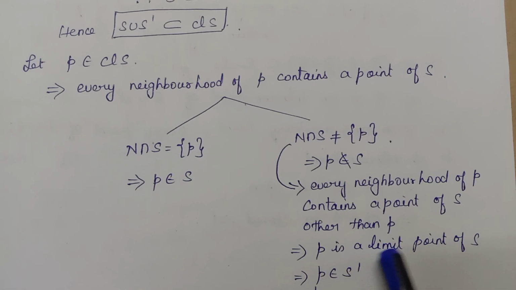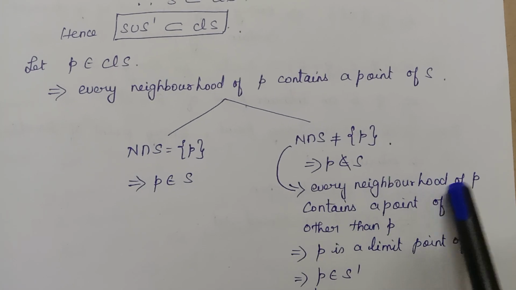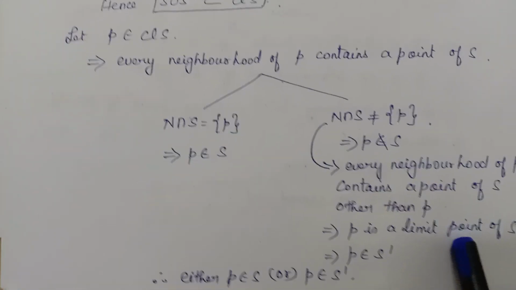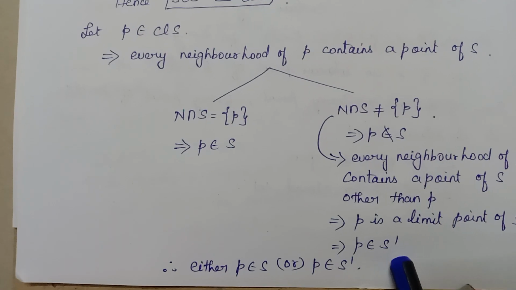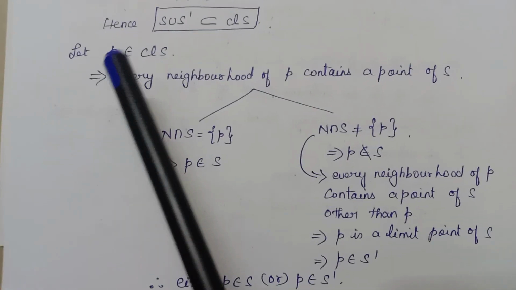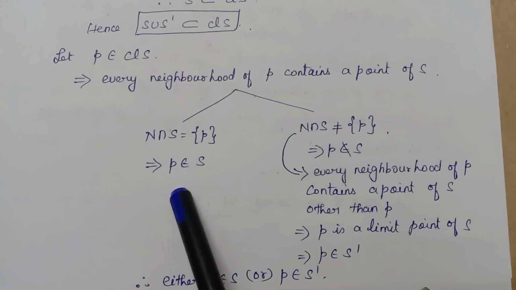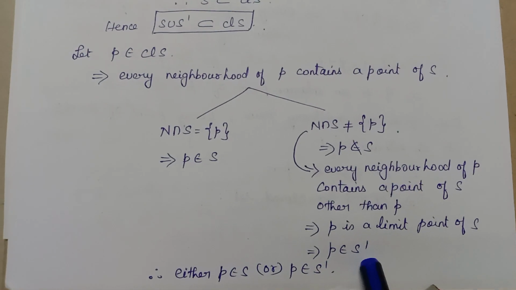That implies what? P is a limit point because every neighborhood of P contains a point of S other than P. So P is a limit point. Limit point means what? It belongs to the derived set S dash. So we have started with P belongs to closure of S. Now we have arrived at either P belongs to S or P belongs to S dash.